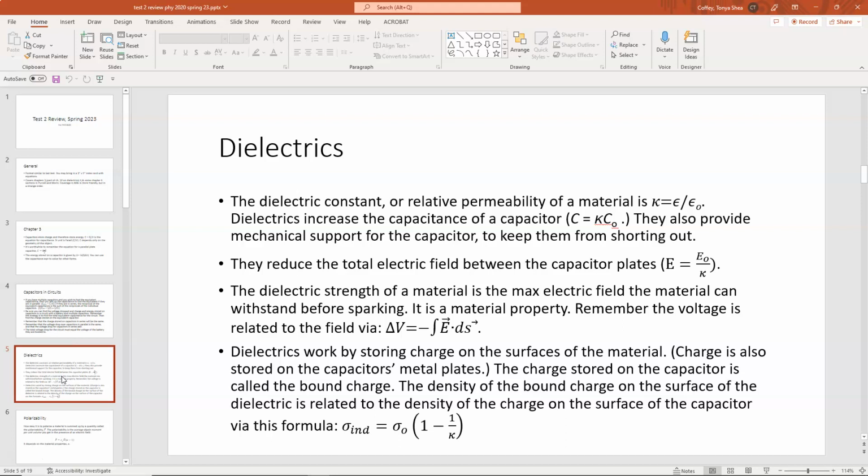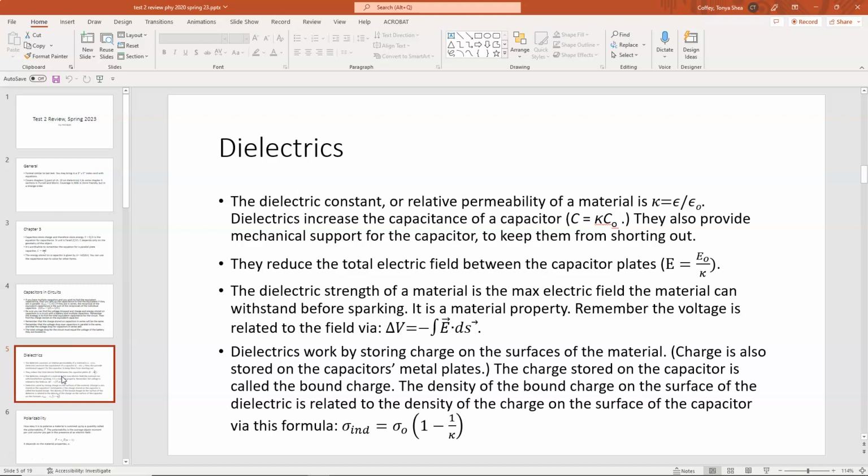Remember that you can always relate the voltage to the field, this is generally true, with the equation delta V is equal to the negative integral of E dot ds. And so, for example, for a parallel plate capacitor, the voltage in between the capacitor plates will be equal to the electric field in between the plates times the distance in between the capacitor plates.